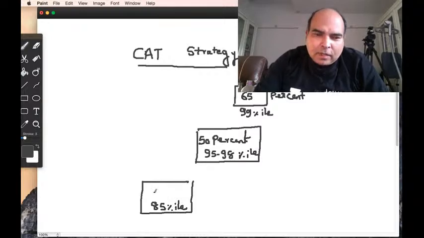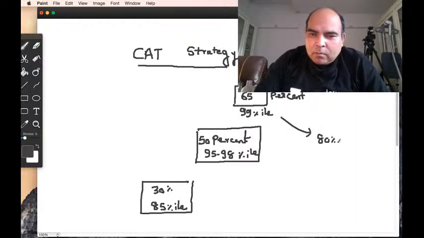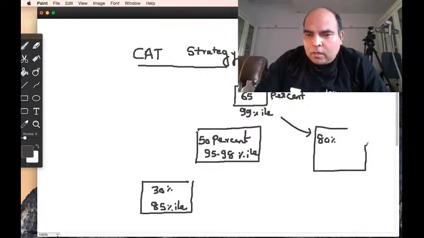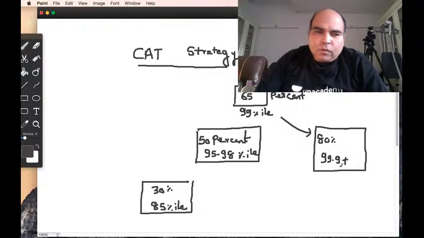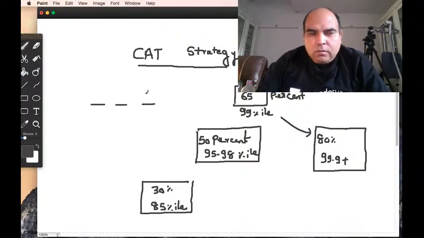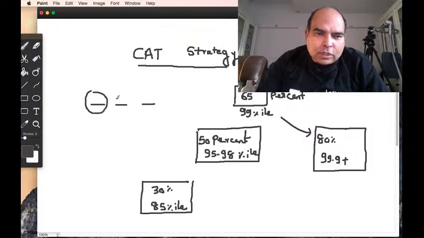For this, you basically need maybe around 30% of the total score. Or are you aiming even above 65, actually at 80% plus, because you are aiming for 99.9 plus in quants? Of course, what you are targeting in quants will depend on the targets on each of the individual sections.